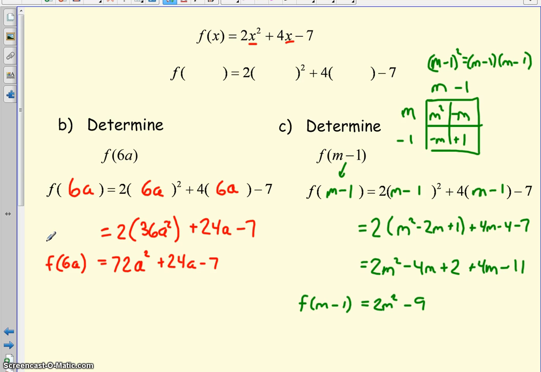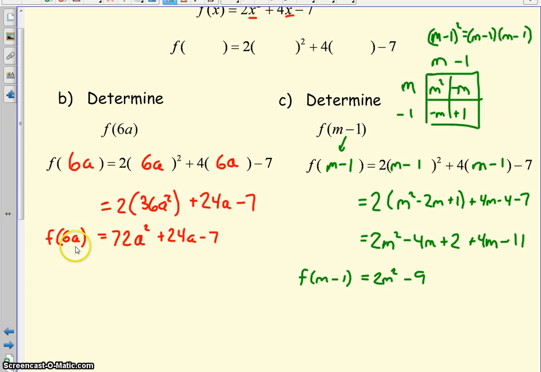Okay, so you can take a look at the answers here. For the first one on the left here, f of 6a, to simplify this, the first thing I want to do, following my order of operations, means I have to evaluate the exponent first. So 6a all squared is really just 6a times 6a, so it's 36a squared.